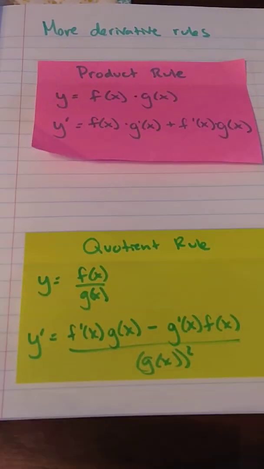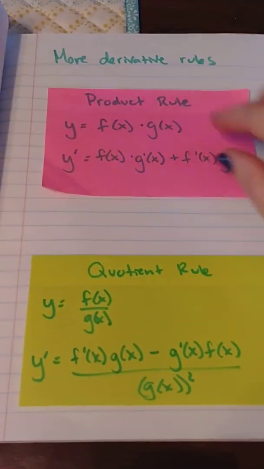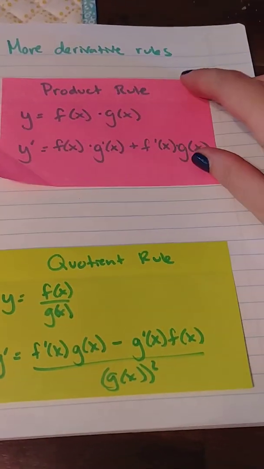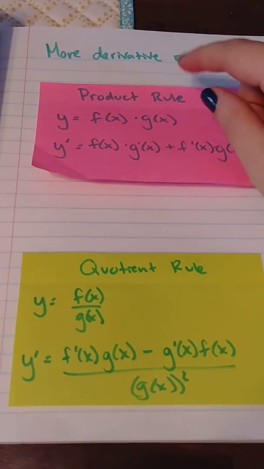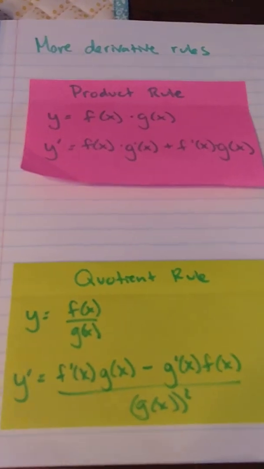Here's the last page that I have for you. I just used 2 post-its, and I have these if you need them. I got these at the dollar store, and they're just nice and a little bit bigger. These are more derivative rules. There's product rule and quotient rule. Those are exactly what they sound like.